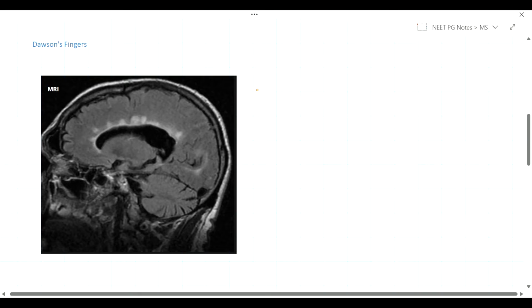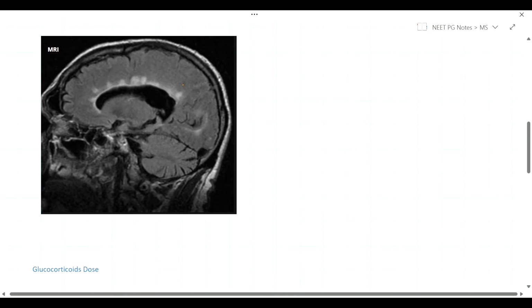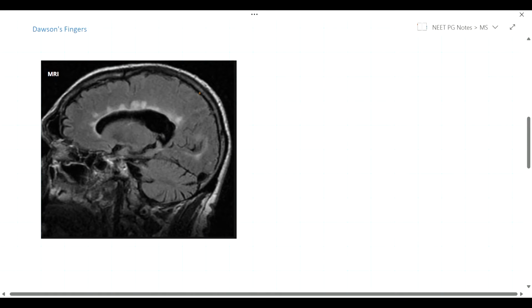Fine. After this, there is something called Dawson's fingers. So these are certain things that make multiple sclerosis more interesting. It makes reading this multiple sclerosis more interesting, right? So what is Dawson's finger? So the Dawson's finger is the demyelinating plaques which are seen in the brain. See, this is a FLAIR image, FLAIR sequence of MRI. What is it? FLAIR sequence of MRI image.